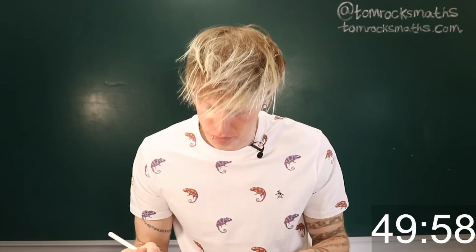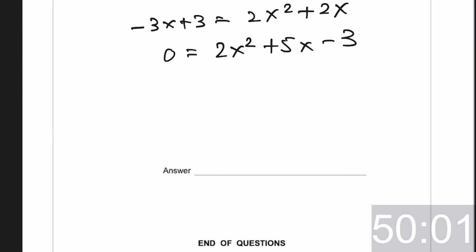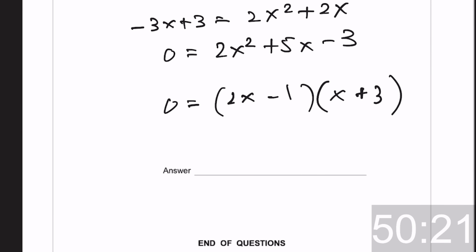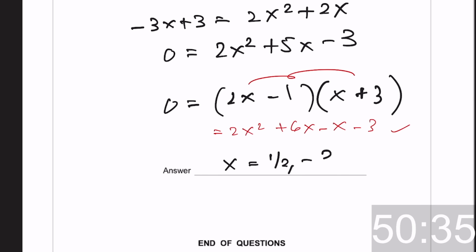Is this going to factorize? Well, probably. So let's see, 0 equals, so you've got to have a 2x, and you need an x, and we need a 3 and a 1, maybe a plus 3 and a minus 1. I think will work. And let's check. Always check. So that's 2x squared plus 6x minus x minus 3. Yes. So I think the answers then are 2x equals 1, so x is a half, or minus 3. Woo! End of questions! Amazing!